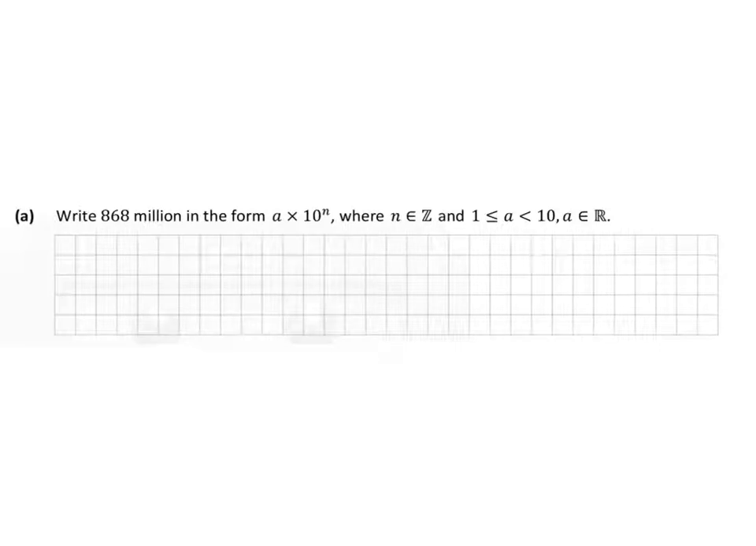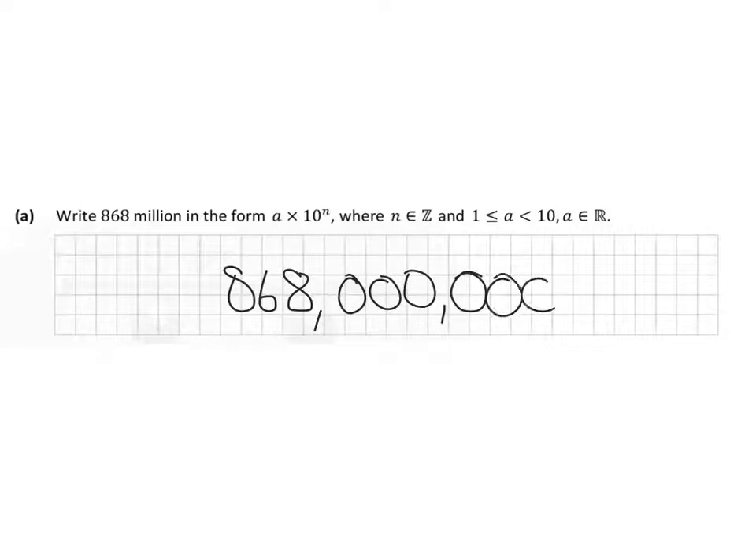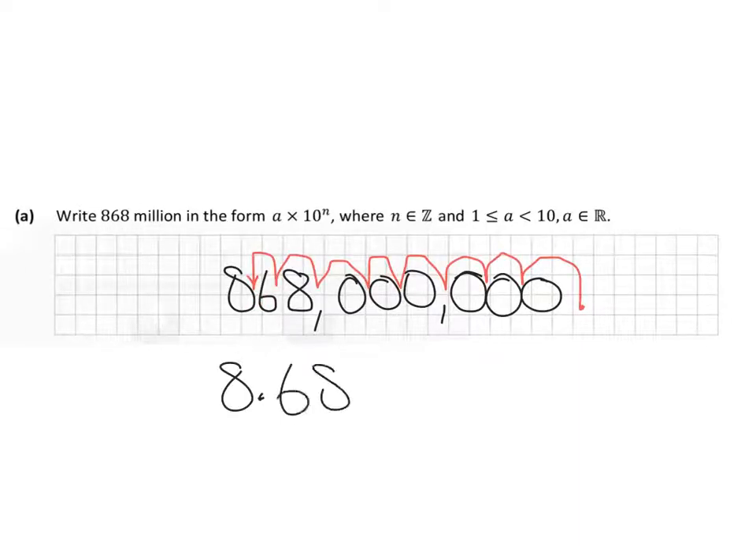So the first thing we have to do is write out 868 million in numbers. It's 868 and there are 6 zeros in a million. At the end, we put in our imaginary decimal place. We want this number to be between 1 and 10, so the decimal place needs to be moved 1, 2, 3, 4, 5, 6, 7, 8 places. It needs to move to here, so we end up with 8.68 by 10 to the power of 8, because the decimal point moved 8 places to the right.